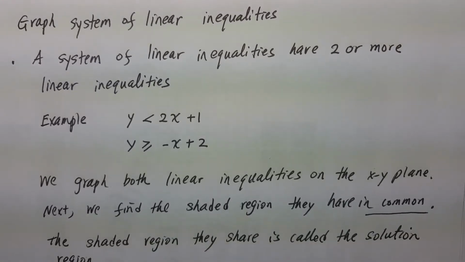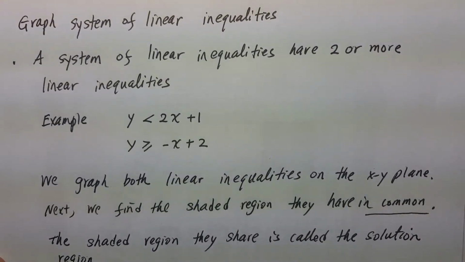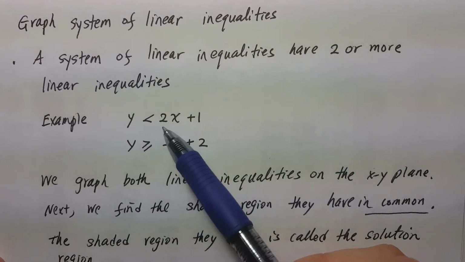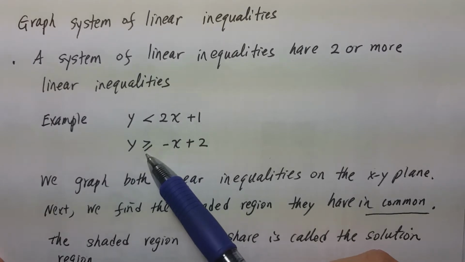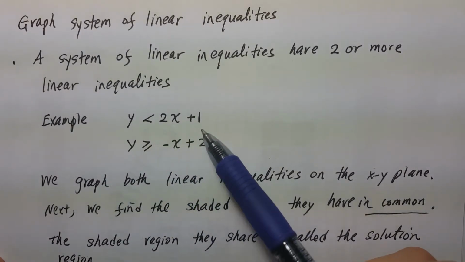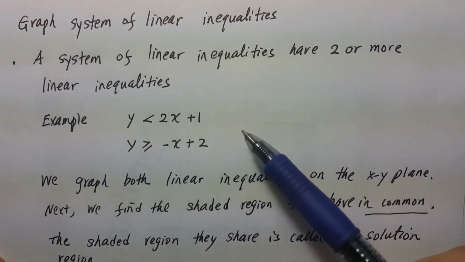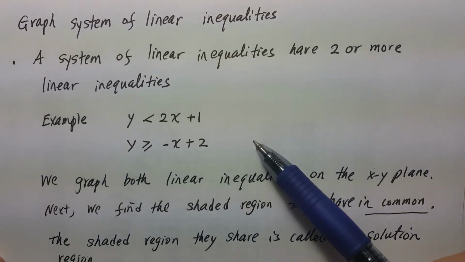Hi, today we're going to graph systems of linear inequalities. A system of linear inequalities has two or more linear inequalities. Example: y is less than 2x plus 1 and y is greater than or equal to negative x plus 2. We put them together. This is called a system of linear inequalities.